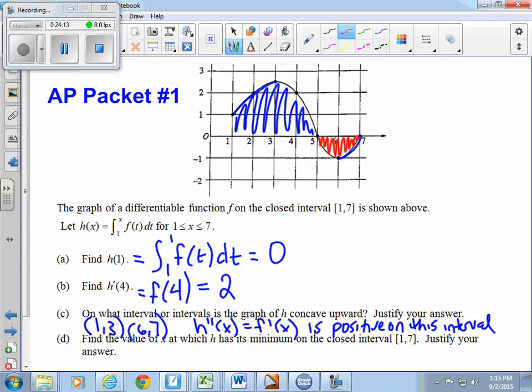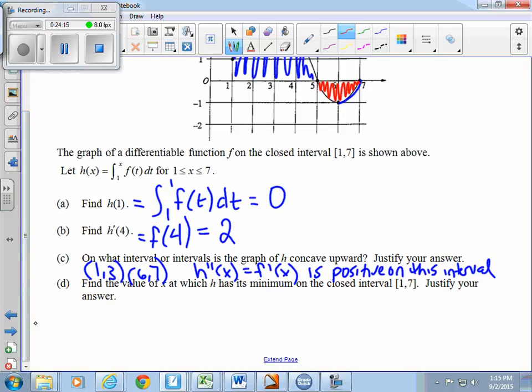So let's answer the question first. We'll justify later. Don't forget to answer the question, even if it's justified. Sometimes we'll work really hard on justification and forget to answer the question. So the value of x at which we have a minimum value: x equals 1.